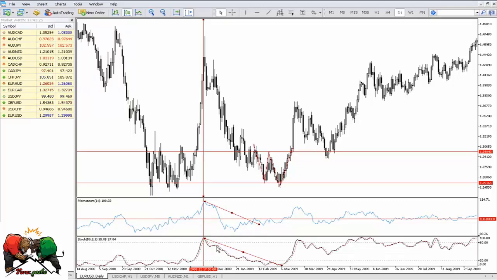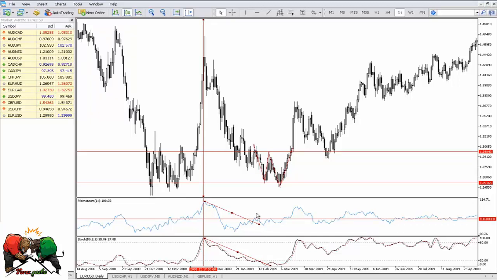So you do the same in the stochastics indicator. That's the top, that's the bottom, and just make sure that your trend line connects all the bounces that go all the way down to the bottom of the stochastics indicator. And what you're looking for is the break of the trend line here. Now, the break of that trend line is important. There's a reason why I talk about it.